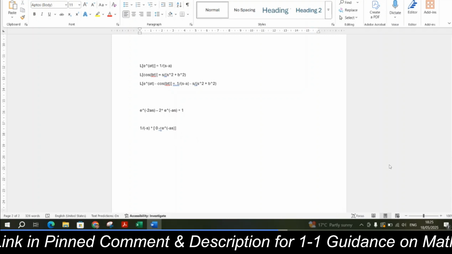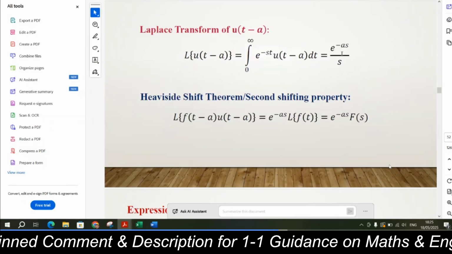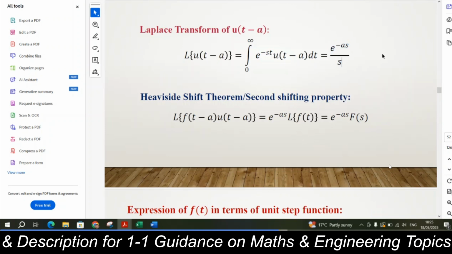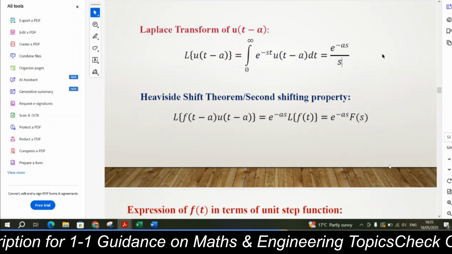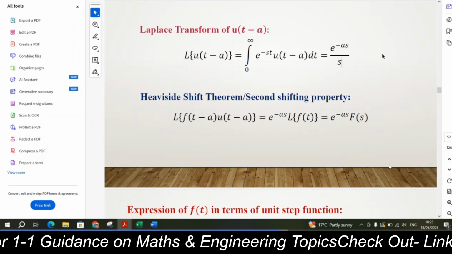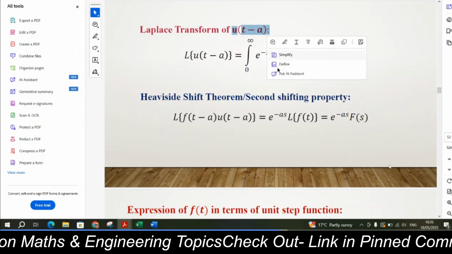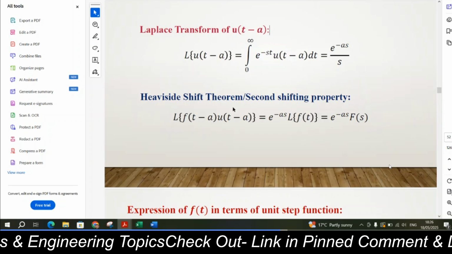Now this e raised to minus infinity actually becomes 0, and this negative over here and this negative over here actually cancel. So you are left with e raised to minus as upon s. Is this clear? Okay, they have not given this particular proof, but I hope you understand how you get to the answer.